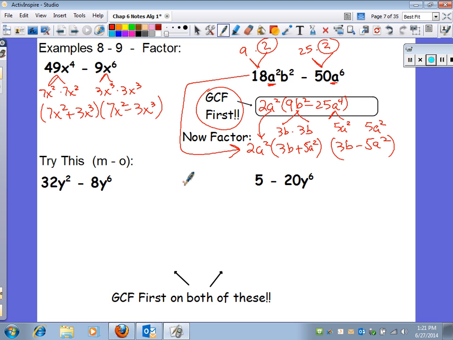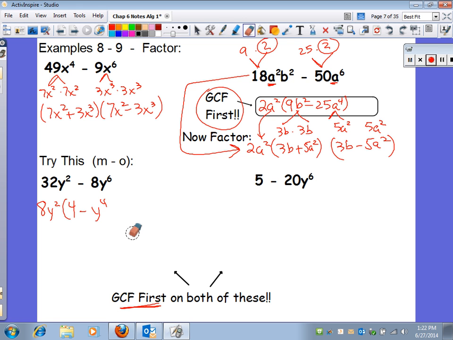Okay, so on these two, you see down here, we need to find the GCF first on both of these. This one, I'm looking at 32 and 8, and I'm thinking 8 goes into 32 and 8 goes into 8. And they both have at least 2 y's, so I can take out 2 y's. That's going to give me 4 minus y to the 4th. So 32 divided by 8 is 4, both y's come out. 8 divided by 8 is 1. I could put a 1 there, I don't need to, but I could. It's not wrong to have it, it's not wrong to not have it.